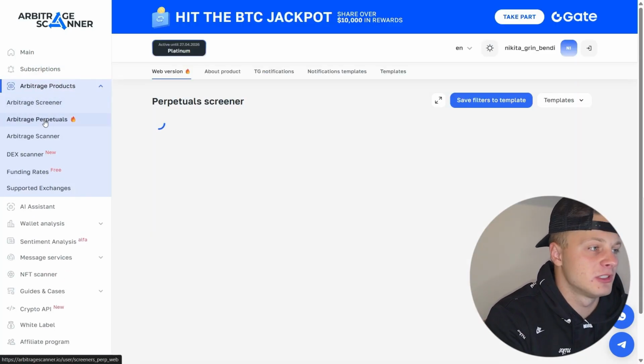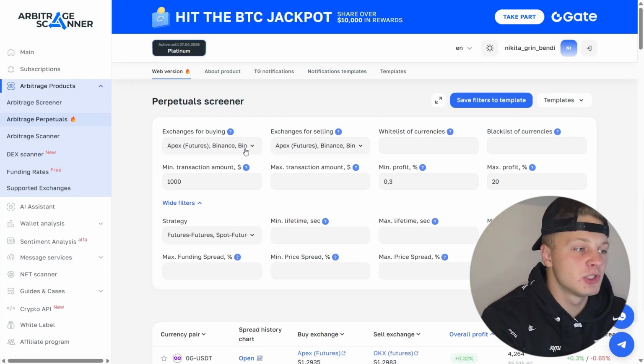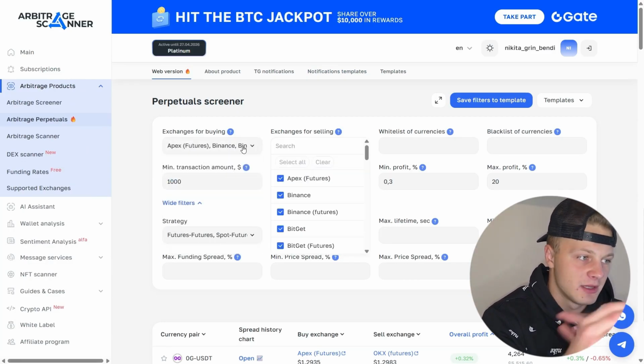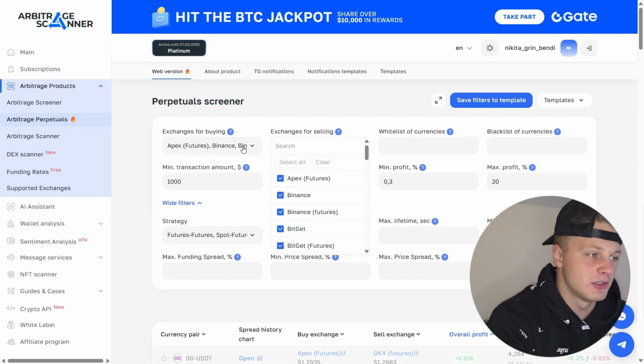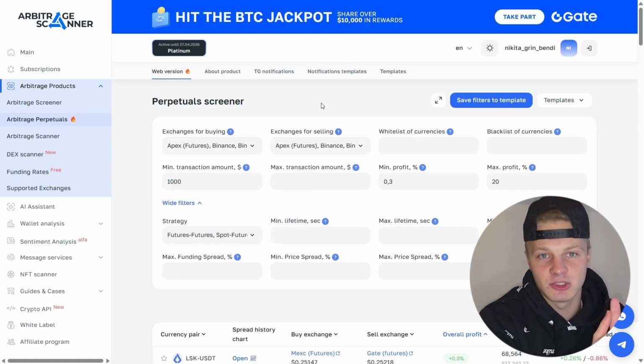Let's take a look at how the service itself works. Let's go to Perpetuals Arbitrage. Configure parameters, including which exchanges to buy and sell on. Again, if for example you're arbitraging Gate and MEX, you can select Gate as the buy exchange and MEX as the sell exchange here. That's it. You've selected the exchanges, and you'll only see spreads for those exchanges.